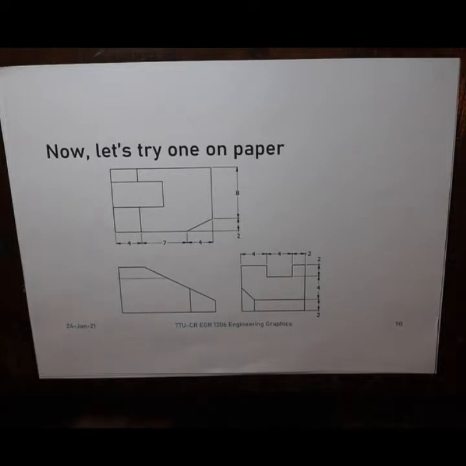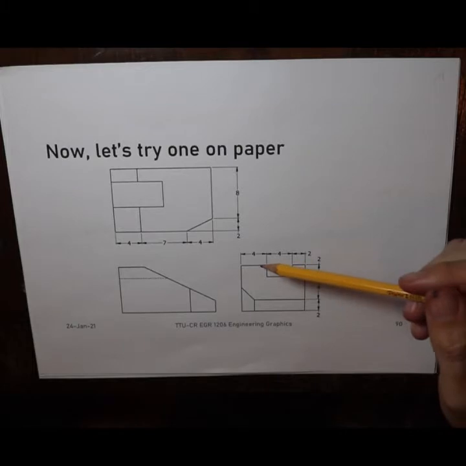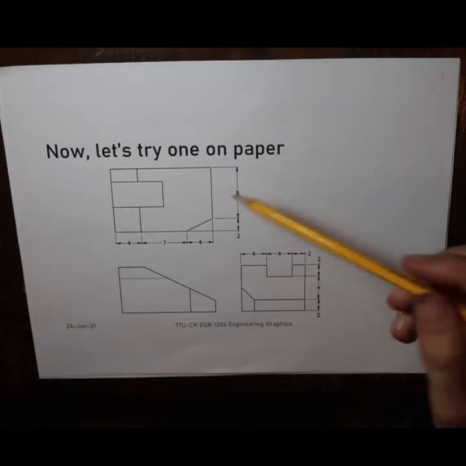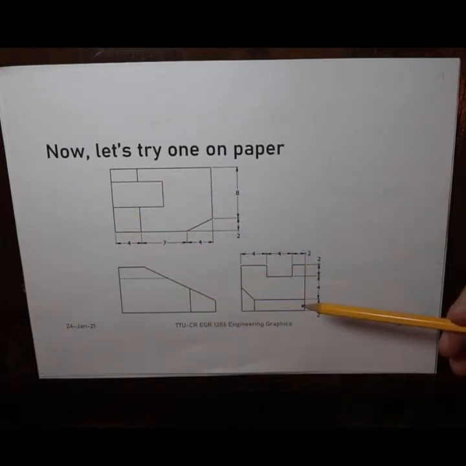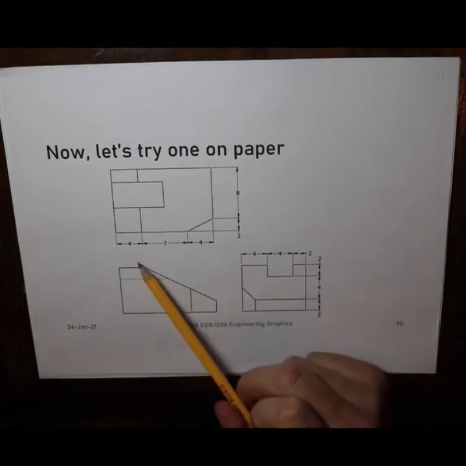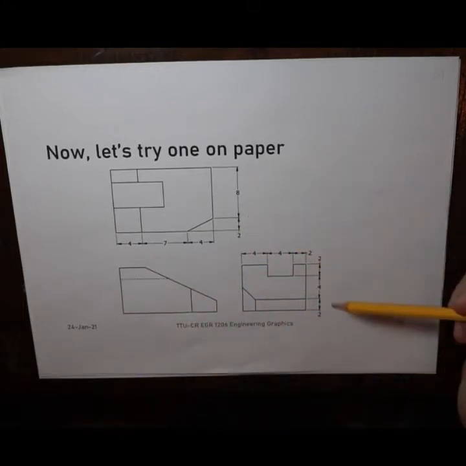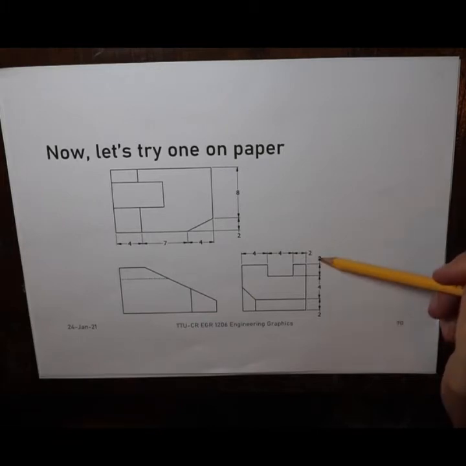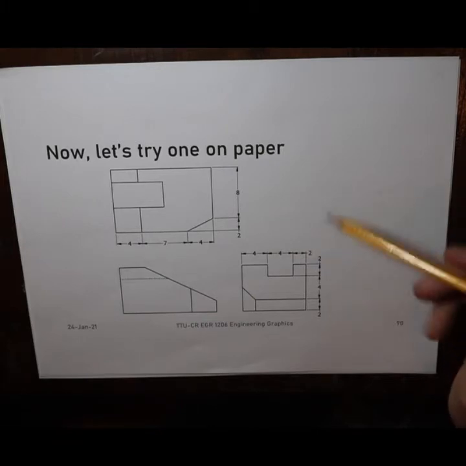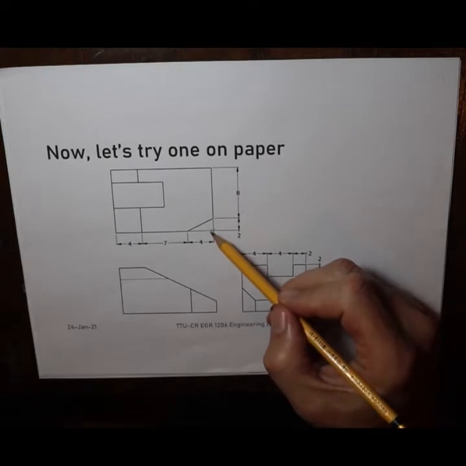And now we come to this one. All right, so we already talked about this one in class, but we'll do it here for clarity again. All right, so we have our three views. You can see here this is 15 in this direction, 10 in this direction, and 8 up and down. So as usual, we'll start with this corner right here.